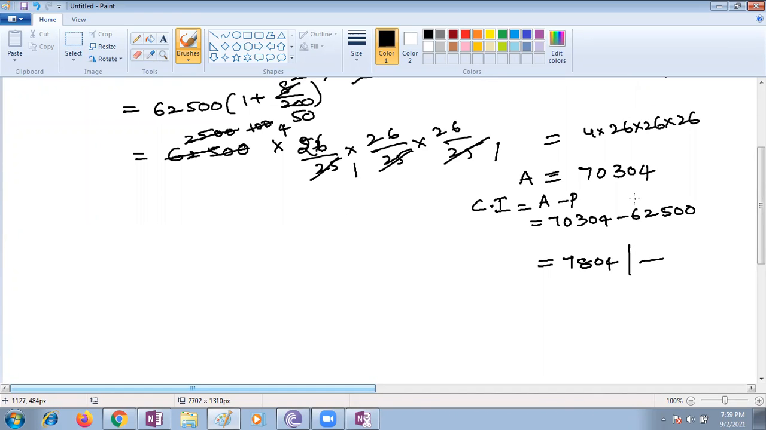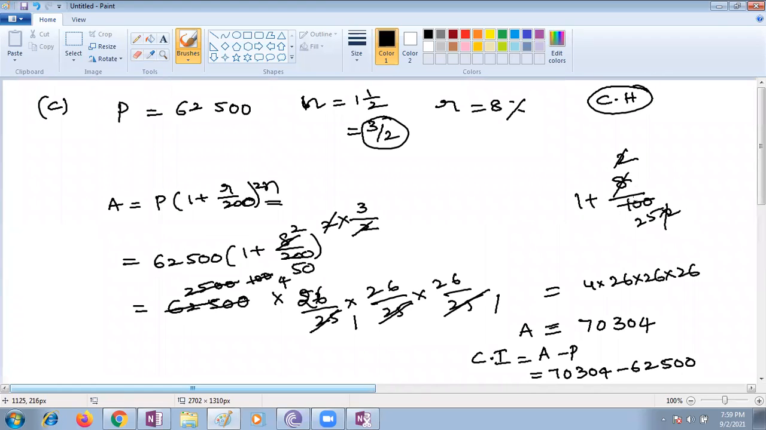Ma'am, can you explain why you took it half yearly? Because it was written 1.5. Why did you take 200, ma'am? It's 1.5 years. But the denominator will change. If I'm taking 3 by 2 directly, the denominator is 2, right? 100 into 2 is 200 only. Yes, ma'am.